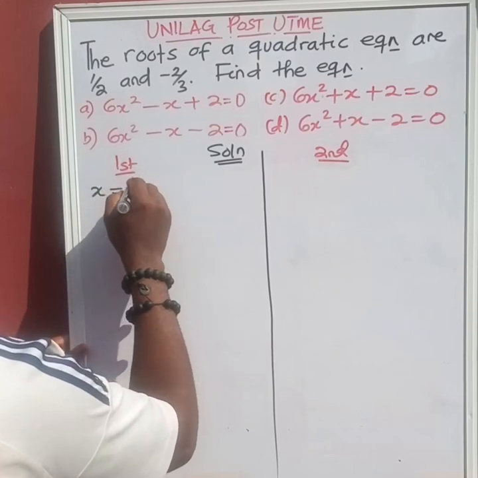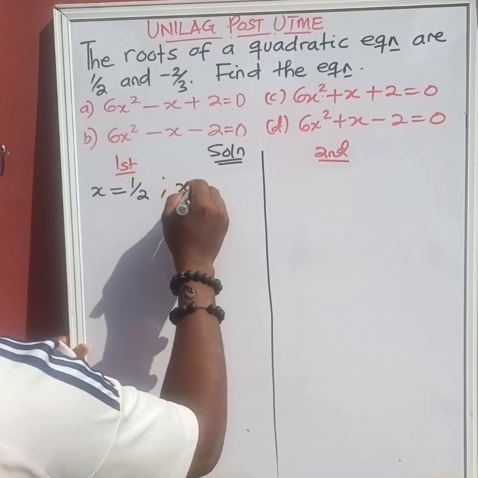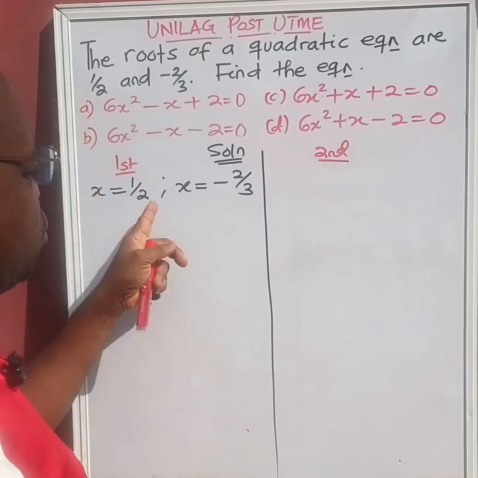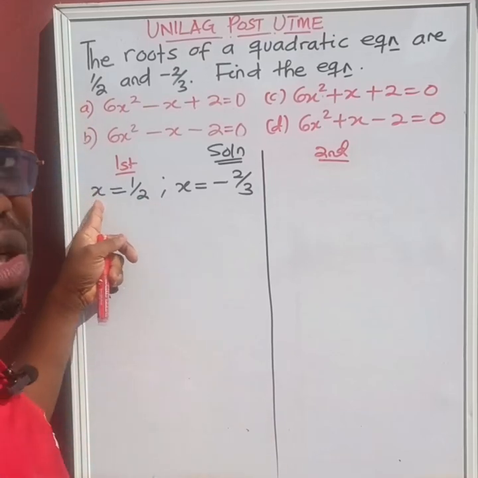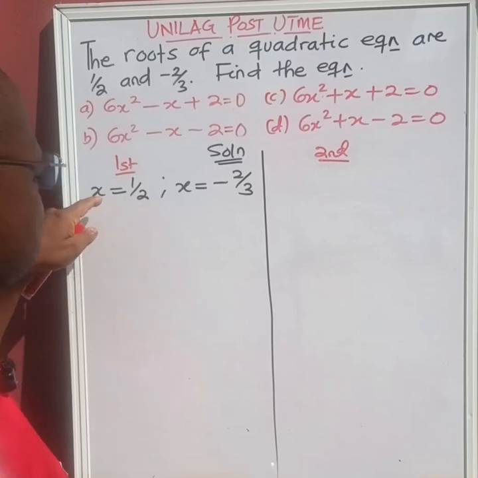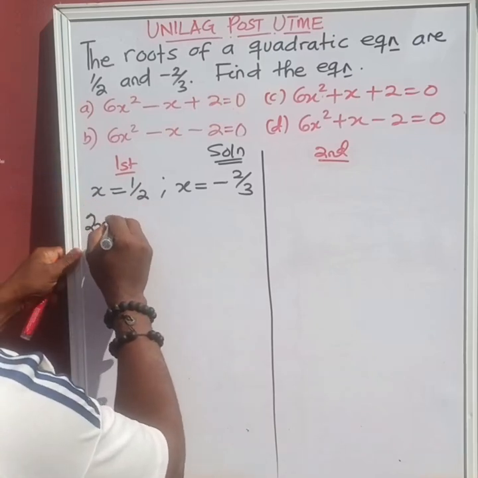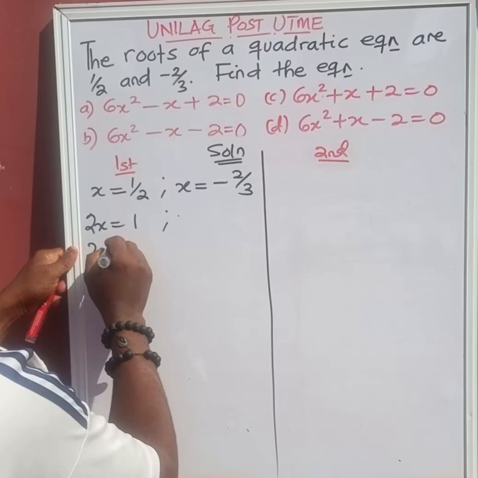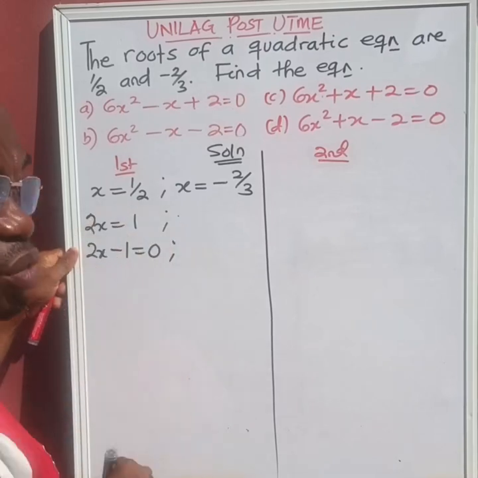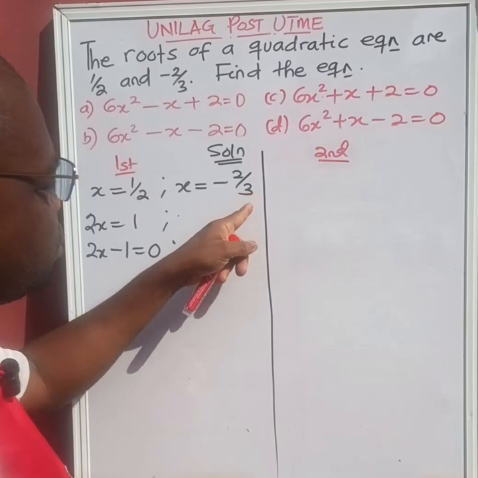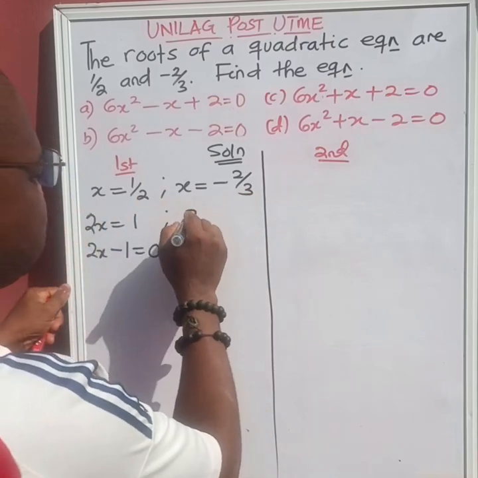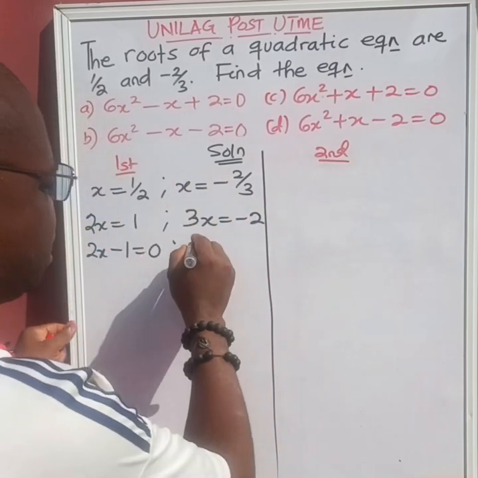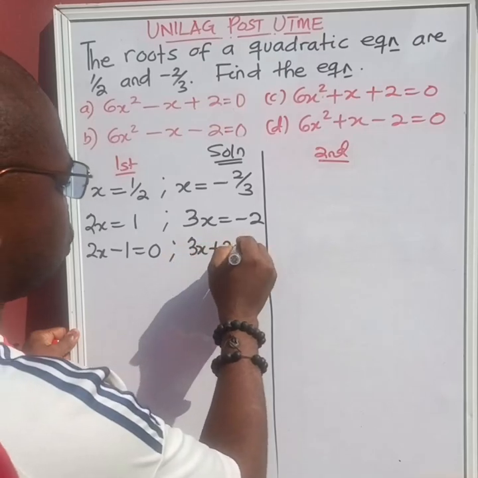X is equal to 1 over 2. X again is equal to minus 2 over 3. These are the two roots. So you equate each of them to 0. That gives us 2x is equal to 1, and 2x minus 1 equals 0. That's the first one. Take the second one also. This times this gives us 3x is equal to minus 2. Then bring this here. This one gives us 3x plus 2 equals 0.